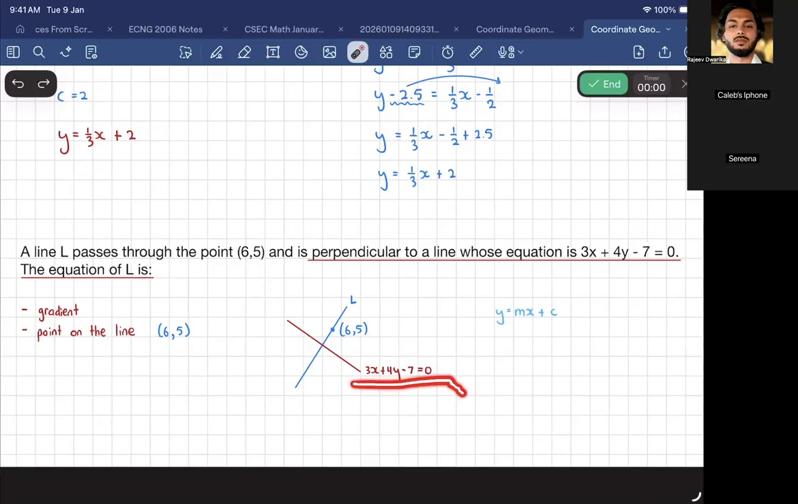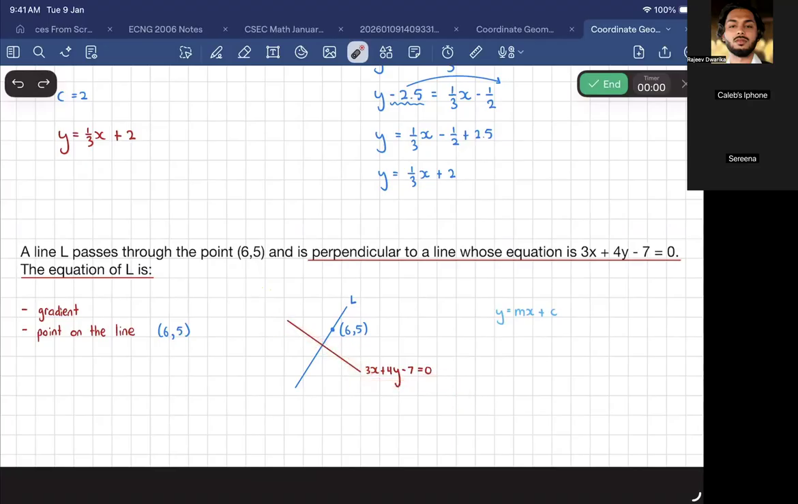Yeah, you want to pull out m, right? And we're going to do that m value. Are you going to use that as a gradient for line L? Is this line L? No. So can you use that gradient as a gradient for line L? No. But what could you do?